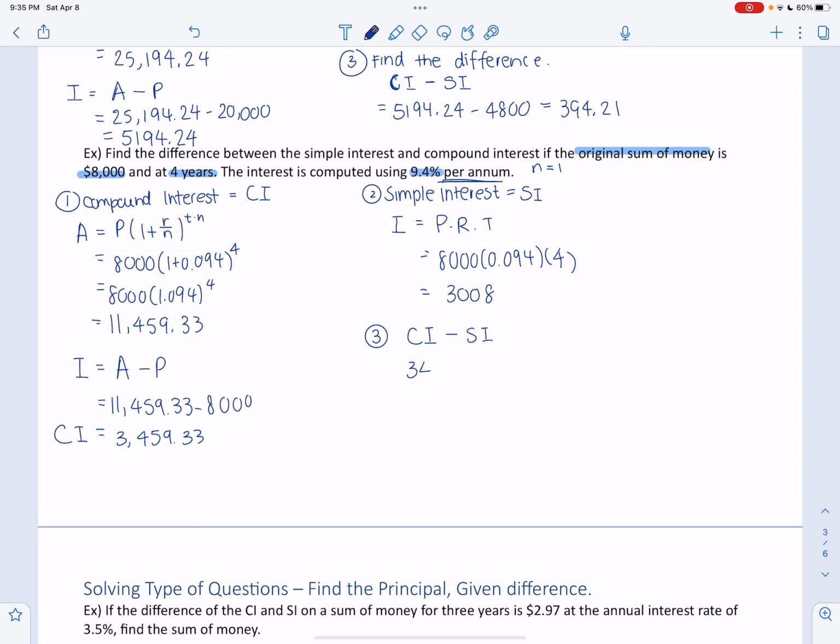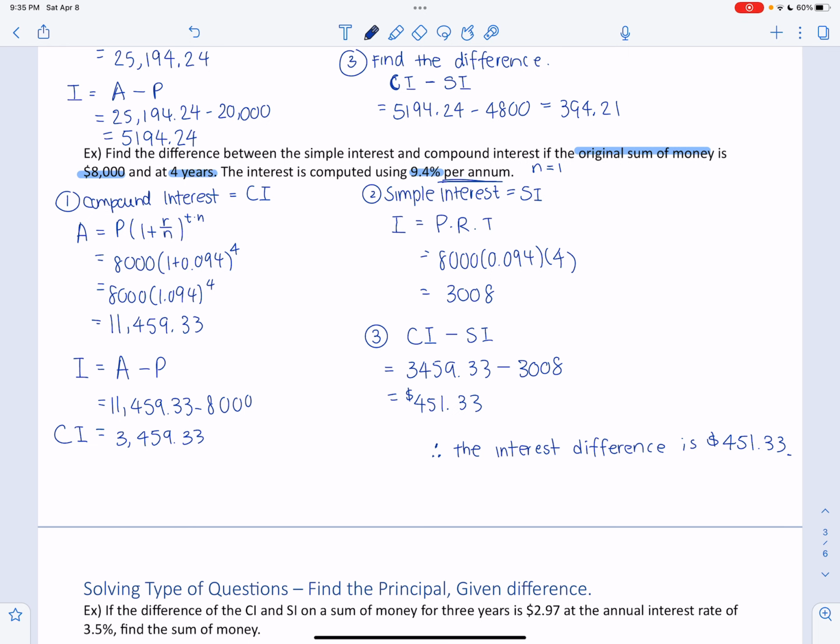That is $3,459.33 minus my $3,008. It's quite a difference. I'm typing in the calculator. That's about $451.33. Okay, so therefore, the interest difference is $451.33. Okay.